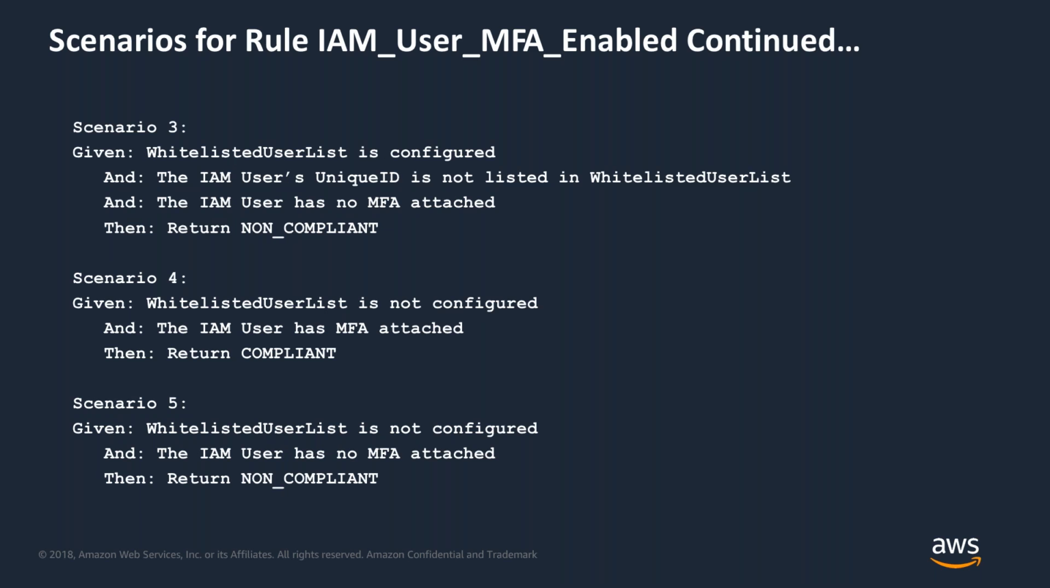The third one, if the whitelisted parameter list is configured and the IAM user ID under evaluation is not in the whitelisted user list, and the user doesn't have an MFA attached, then the evaluation will return non-compliant as the user has no MFA. The last 2 scenarios handle the situations where there is no whitelist configured. So if the whitelist parameter is not configured, this is number 4, but the user does have an MFA attached, then the evaluation is compliant as the user has an MFA. And lastly, if the whitelist parameter list is not configured and the user does not have an MFA attached, then the evaluation is non-compliant as the user has no MFA.